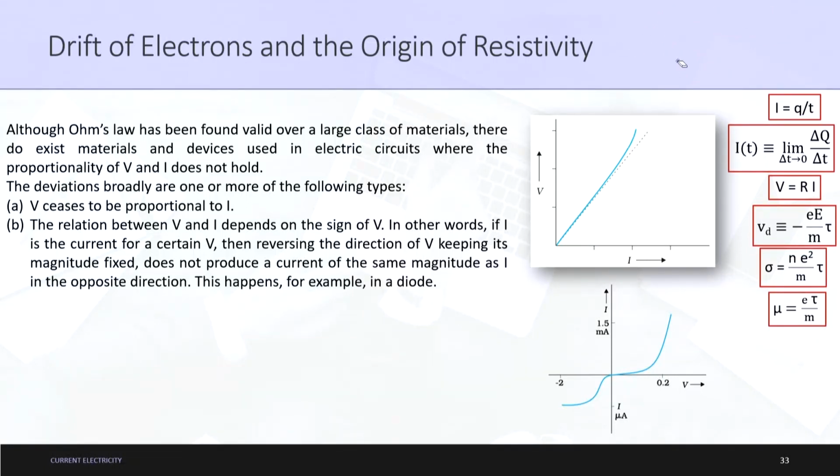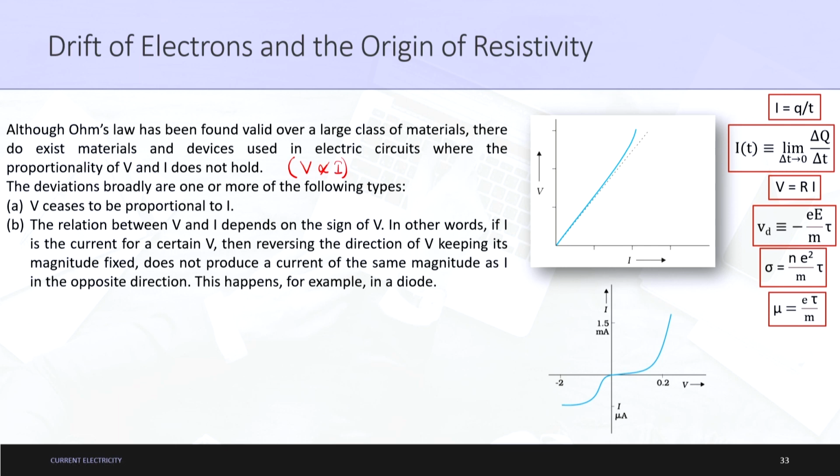Okay. So, although Ohm's law has been found valid over a large class of materials, there do exist materials and devices used in electric circuits where the proportionality of V and I does not hold. What this means is that V is not always proportional to I in those situations. If I write it here, V is not always proportional to I. Okay. So, the deviations broadly are of one or more of the following types.